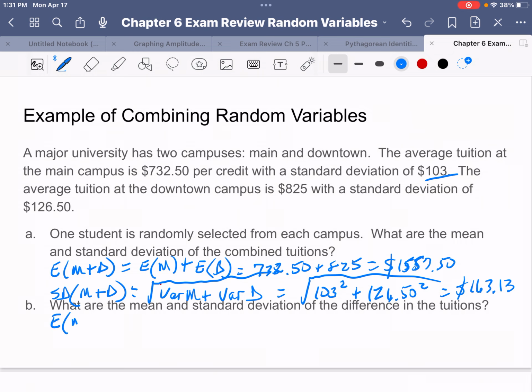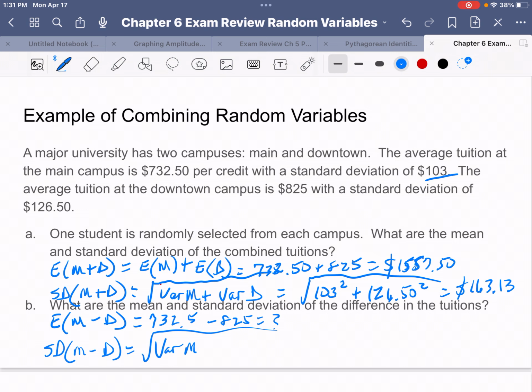The expected value of Main minus Downtown and the standard deviation of Main minus Downtown. Well, this one is obviously just 732.50 minus 825. No big thing there. But this one here, I wanted you to highlight that this is equal to the square root of the variance of Main plus the variance of Downtown. No matter what, whether you're adding or subtracting two random variables, the standard deviation is always the square root of the variance plus the variance. So that means that the answer is still that 163.13. Try not to forget that.